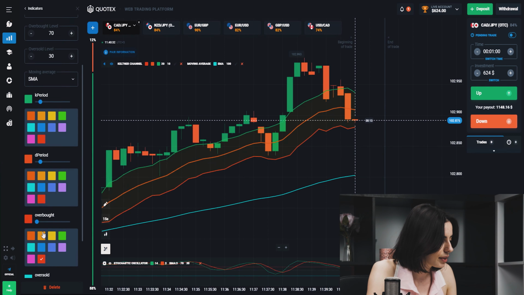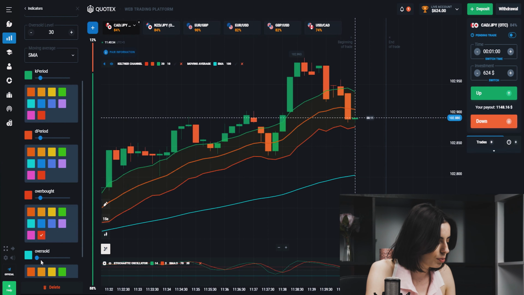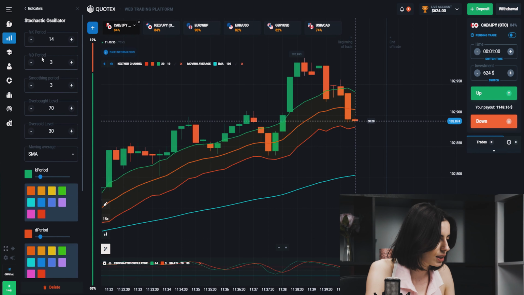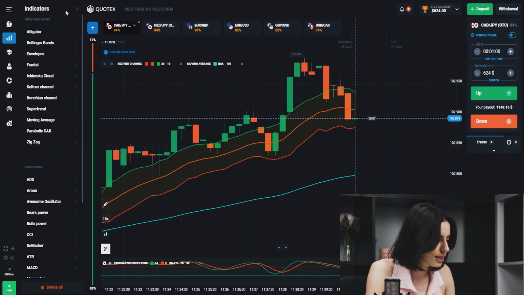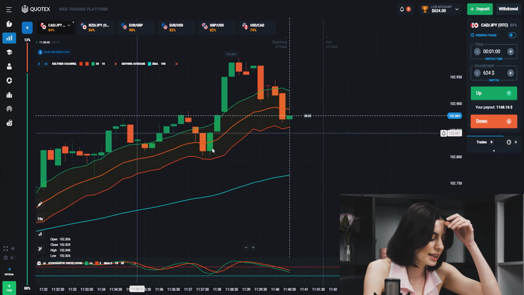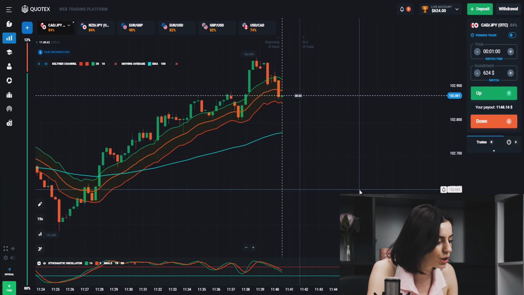I am choosing everything to be more visible with the colors and with the thickness. And what do we have here? The moving average, the Keltner channel, and the stochastic oscillator. It's done.